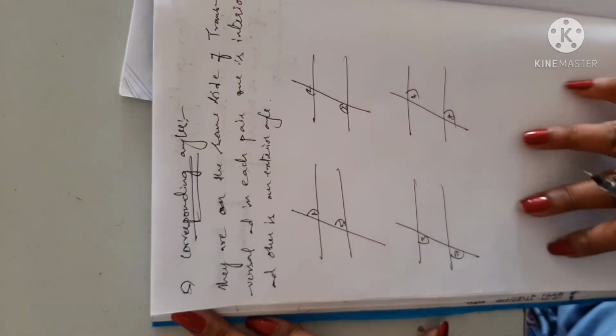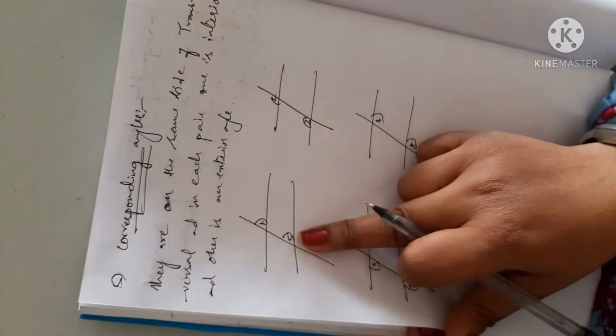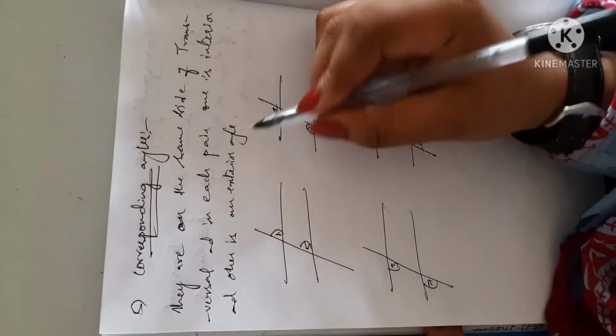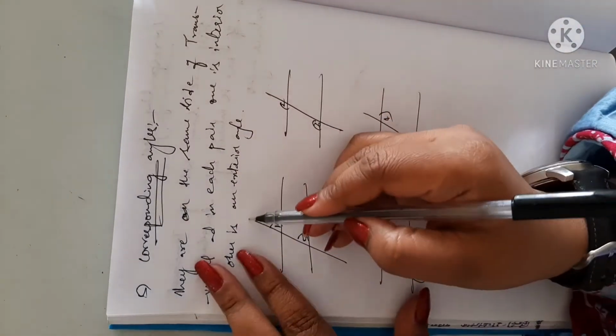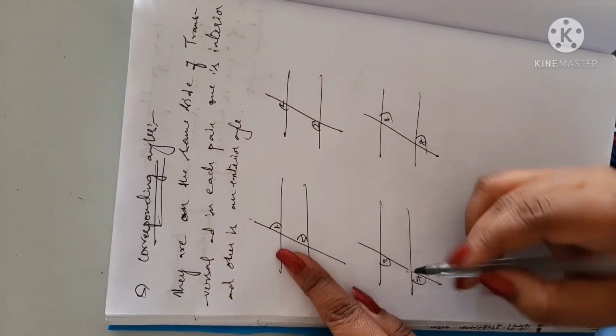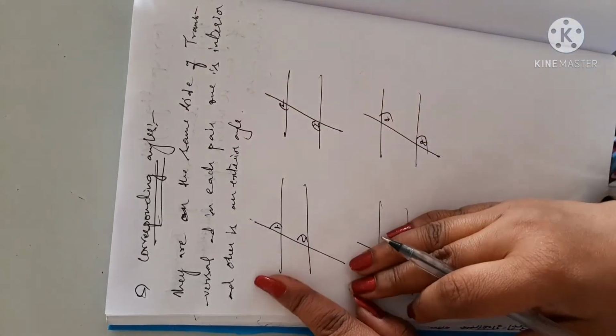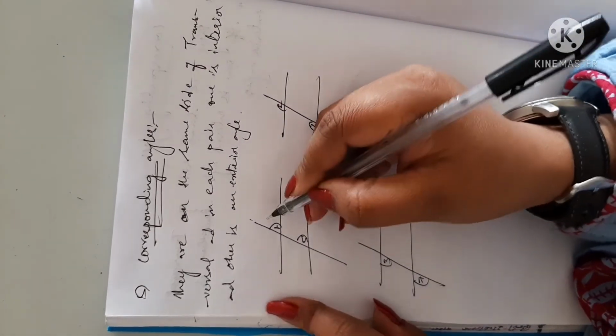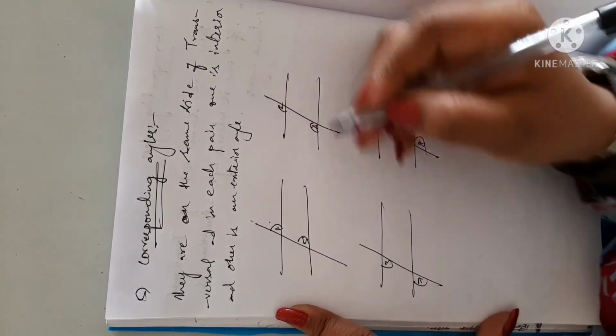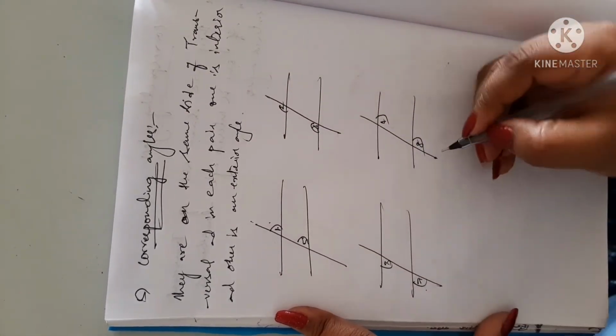If you observe, this is the mathematical definition. They are on the same side of a transversal. Same side, same side, same side. And if one is interior, the other one is exterior. Interior, exterior, interior, exterior, interior, exterior.